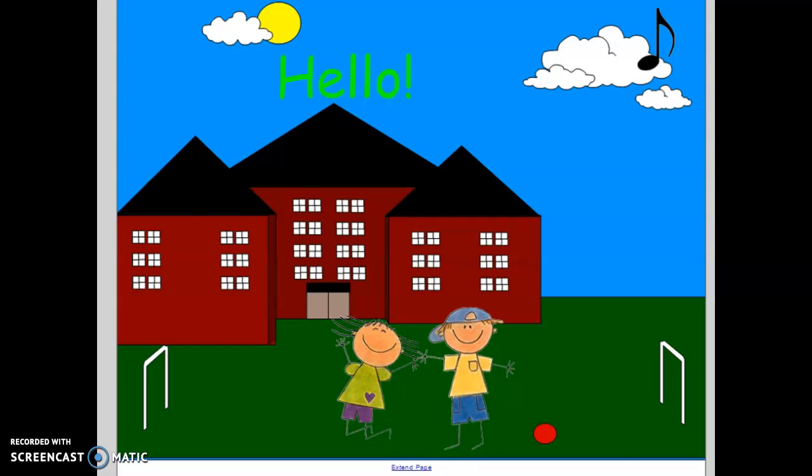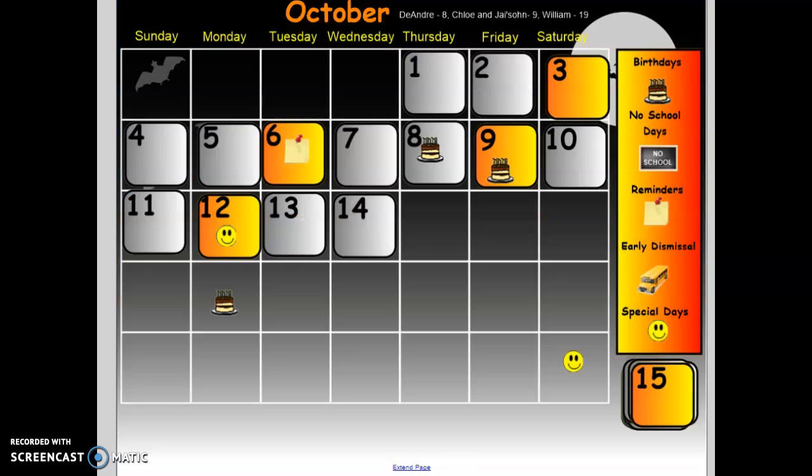Here we go. The month is October. If yesterday's date was October 14th, then today's date must be October 15th. Quick question. So far, how many Thursdays have we had in October?